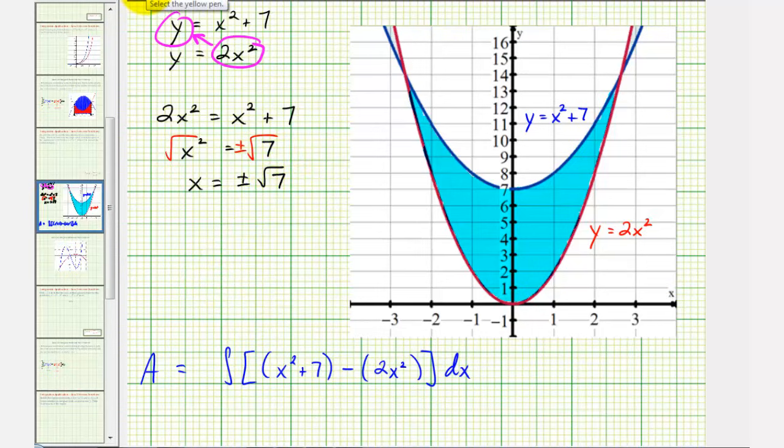So if we go back and take a look at the graph for a moment, notice how the area is symmetrical across the y-axis, or the line x equals 0. Which means what we could do is we could let a equals 0 and b be equal to positive square root 7, and then we can just double the value of the definite integral. That way, when evaluating the antiderivative, we can use a value of x equals 0, which should simplify things. So let's go ahead and do that. Let's use a lower limit of integration of 0, upper limit of integration of square root 7, and then we'll double that value.